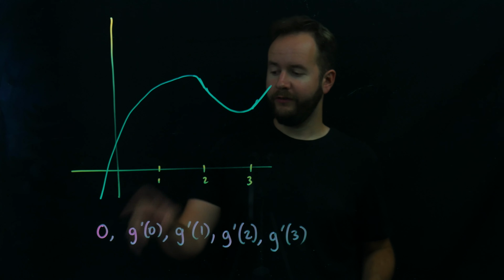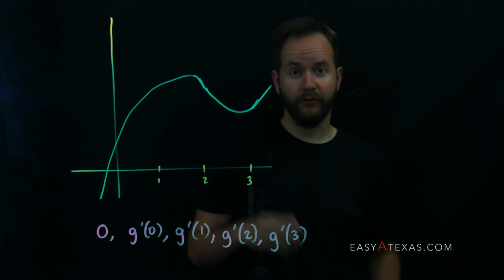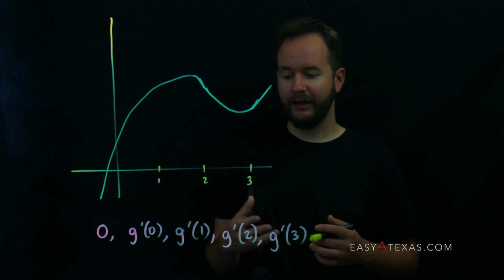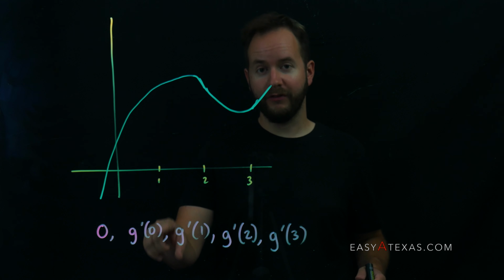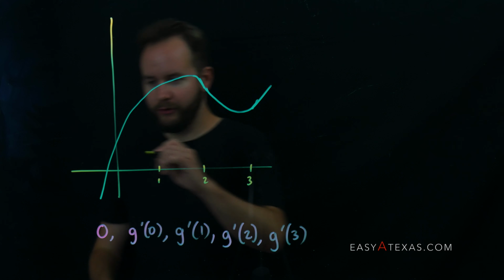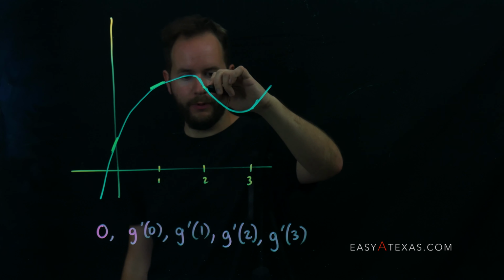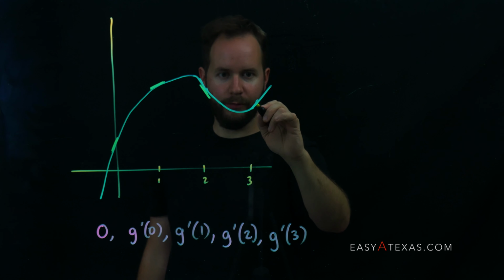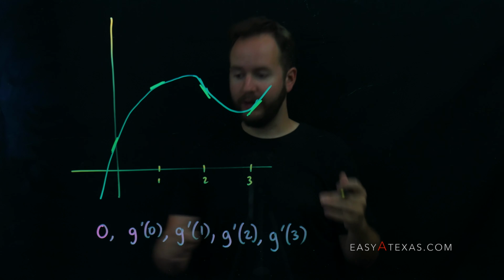Here we want to rank 0 and the values of the derivatives of this function g at 0, 1, 2, and 3 from lowest to highest. Let's start with the idea that, remember, derivative means slope. So the derivative g prime of 0 is the slope at 0. So we have a slope here, we have the slope at 1, we have the slope at 2, and we have the slope at 3. We need to rank these slopes from lowest to biggest along with 0.